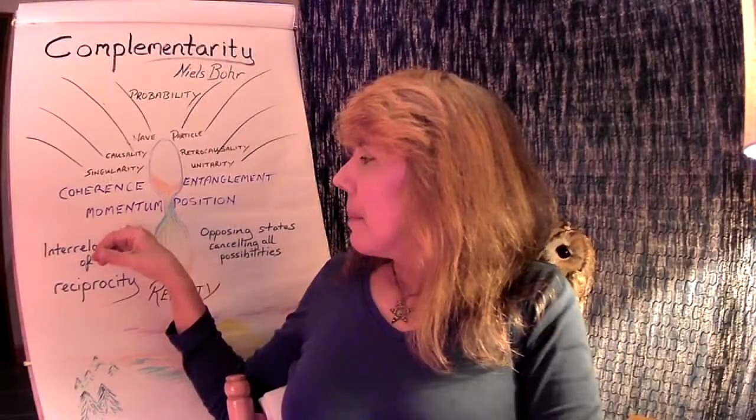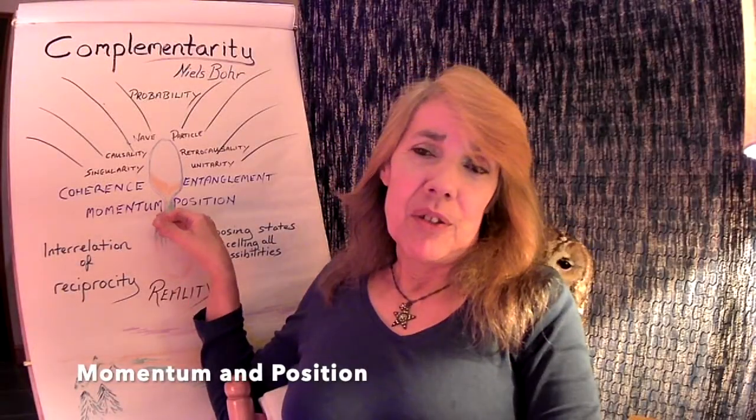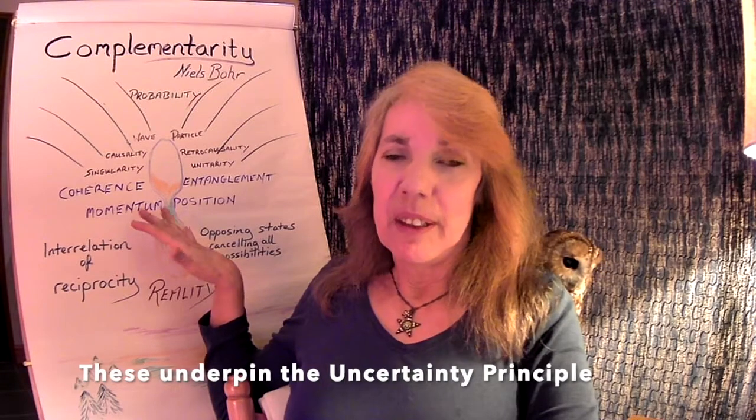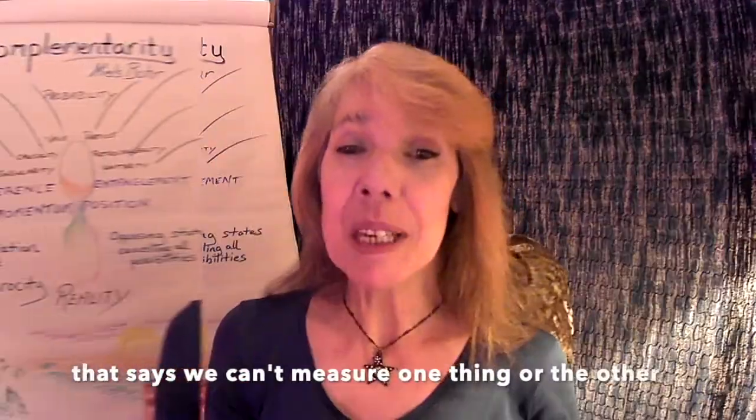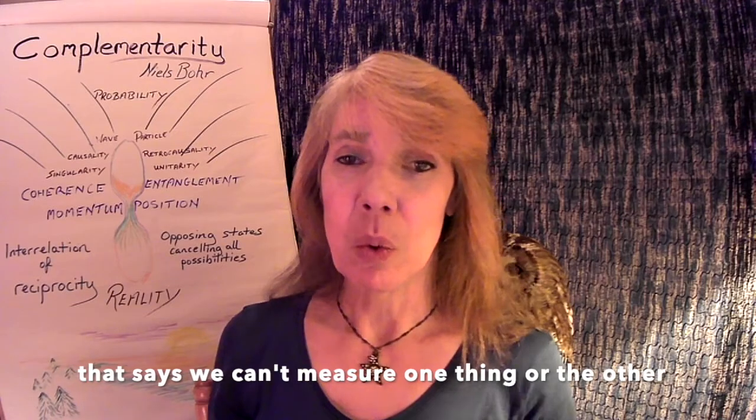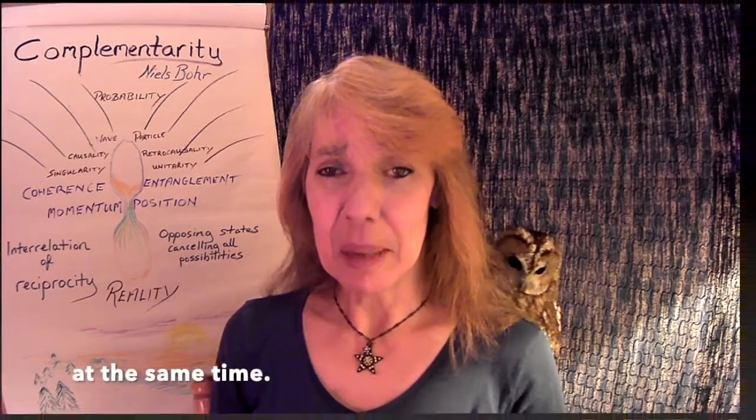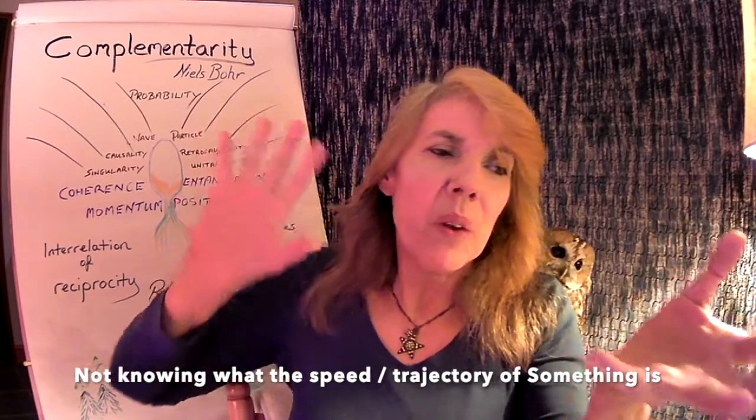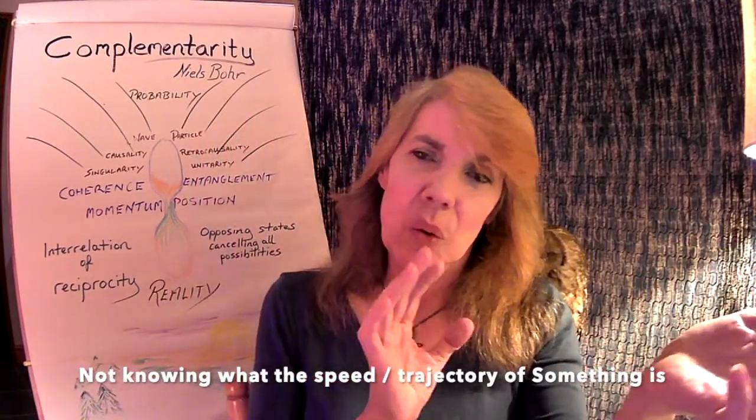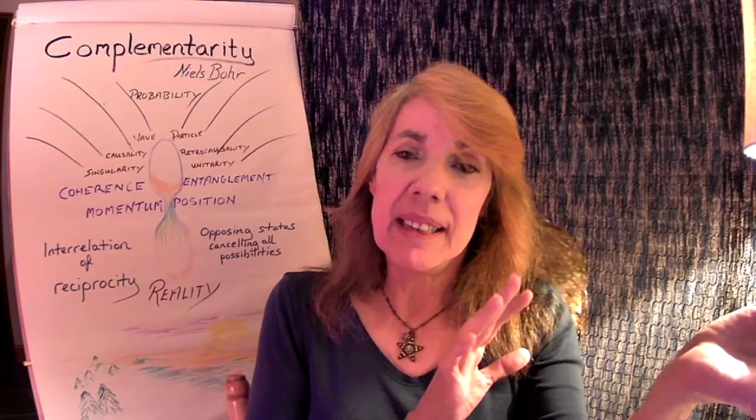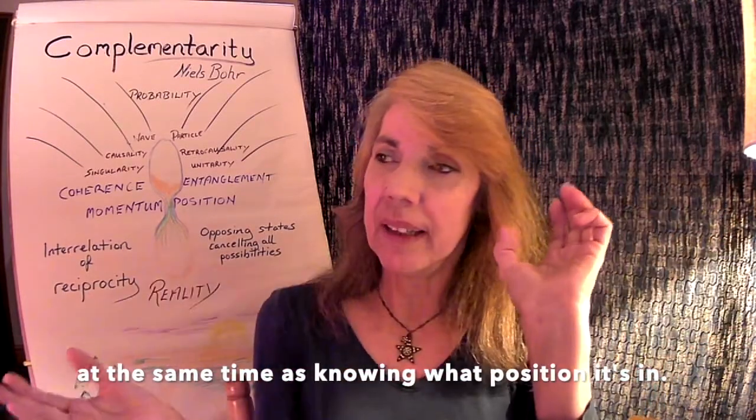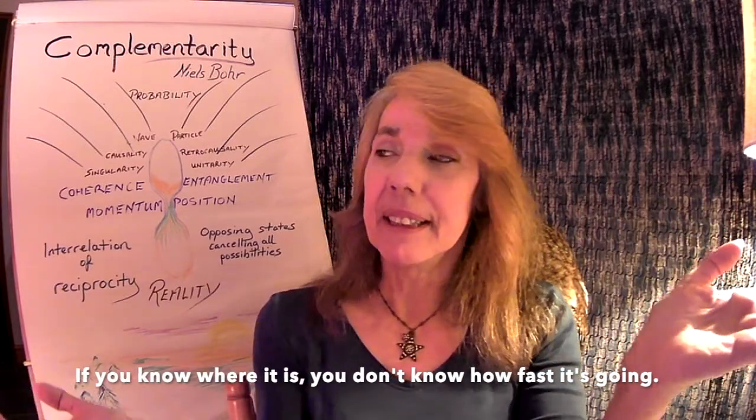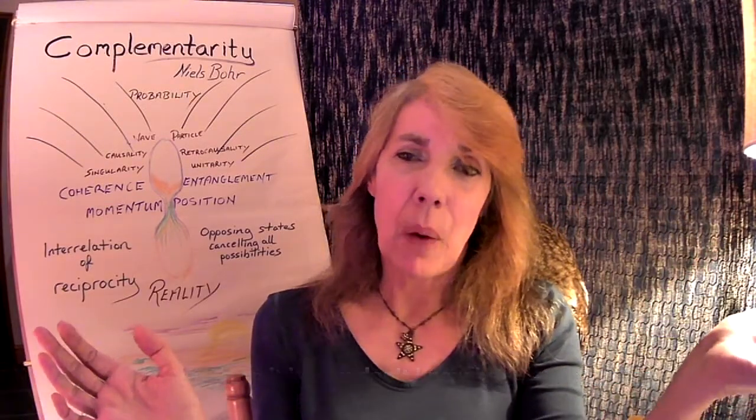Momentum and position, well, these are the underpin of the uncertainty principle, that we cannot measure one thing or the other at the same time. Not knowing what the speed or the trajectory of something is at the same time as knowing what position it's in. So if you know where it is, then you don't know how fast it's going.